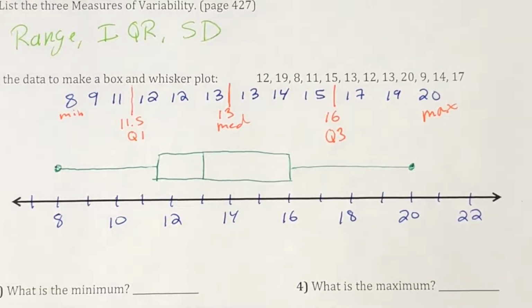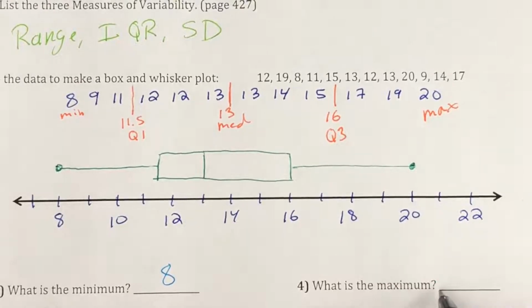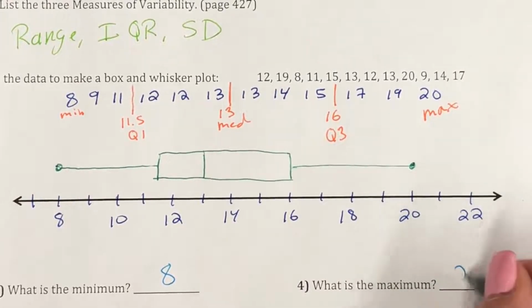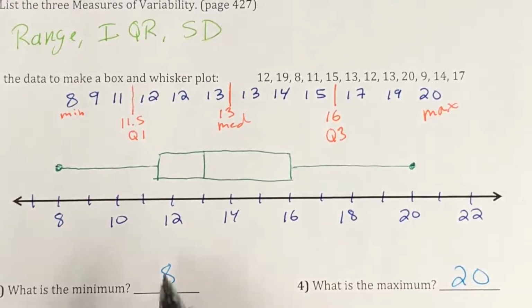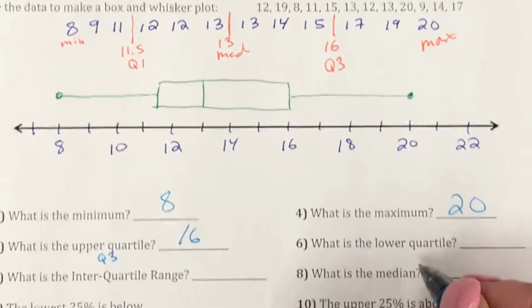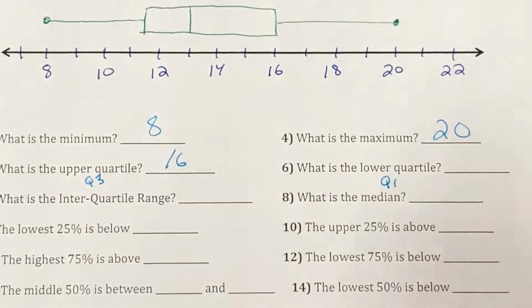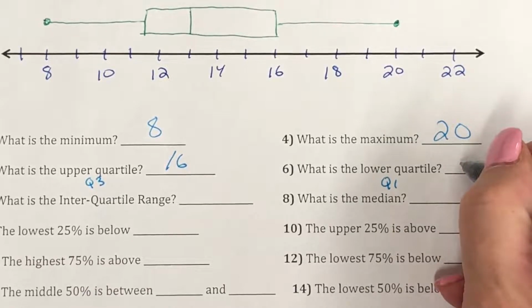Okay, now it wants to know what is the minimum. The minimum is 8. What is the maximum? That is 20. What is the upper quartile? That's the same as saying what is Q3? Q3 is 16. What is the lower quartile? That is the same as asking what is Q1, which is going to be 11.5.